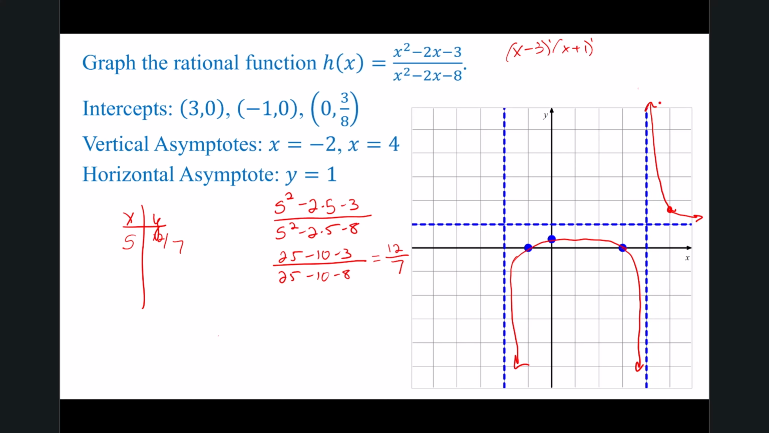On the left side, let's pick x is negative 3. Then I would have negative 3 squared minus 2 times negative 3 minus 3 over negative 3 squared minus 2 times negative 3 minus 8. So 9 plus 6 minus 3 over 9 plus 6 minus 8, which is 12 over 7. So again, 12/7, about right here. And my graph's going to look something like this.